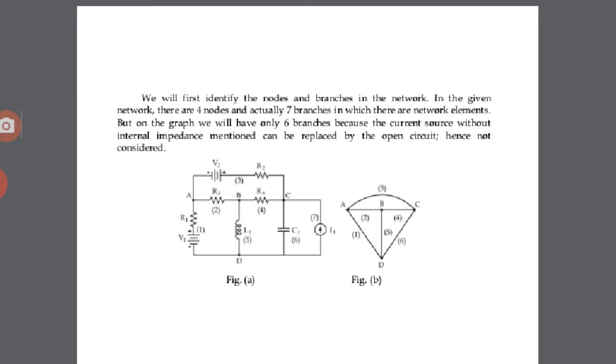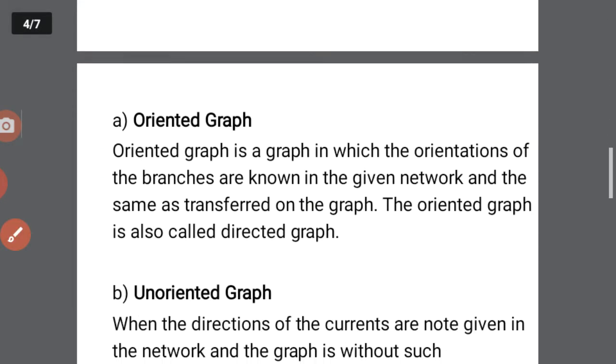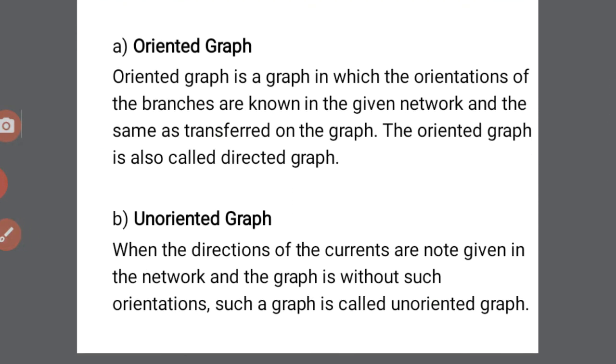That means when the network is given, the network is represented with its own current paths by the graphical representation, which is the oriented graph. That means an oriented graph is a graph in which the orientations of the branches are known. The orientation of the current flowing in the branches is known in the given network, and the same is transferred onto the graph. This is called an oriented graph, also called a directed graph.